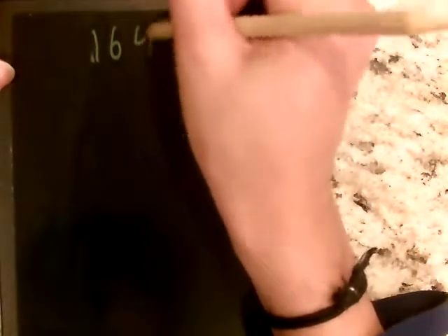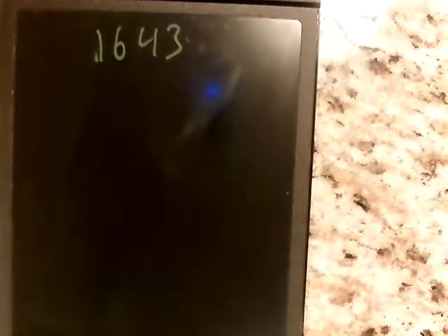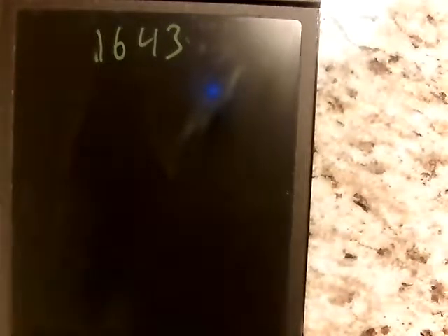31. Subtract 3 times the last digit from the remaining number. So let's take 31 multiplied by 53. That's 1,643. So let's take 1,643 and test the number.